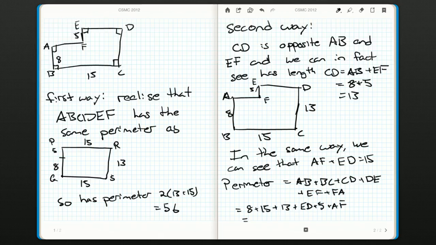So if we add up the numbers that we do know, 8 plus 15 plus 13 plus 5, we get 41, plus ED plus AF. So that's 41 plus 15, which we just figured out here. So we can get a final answer of 56.